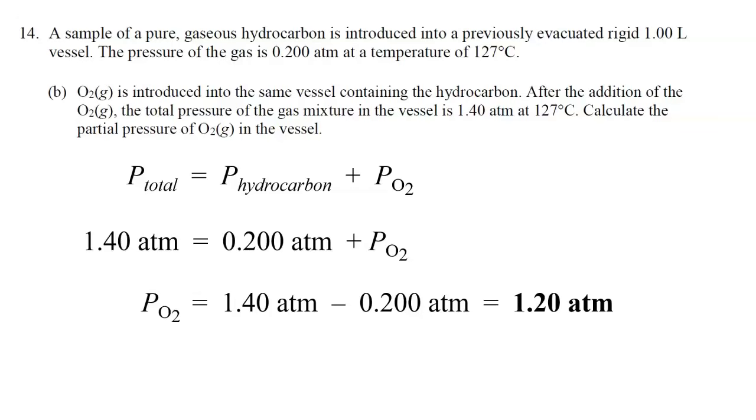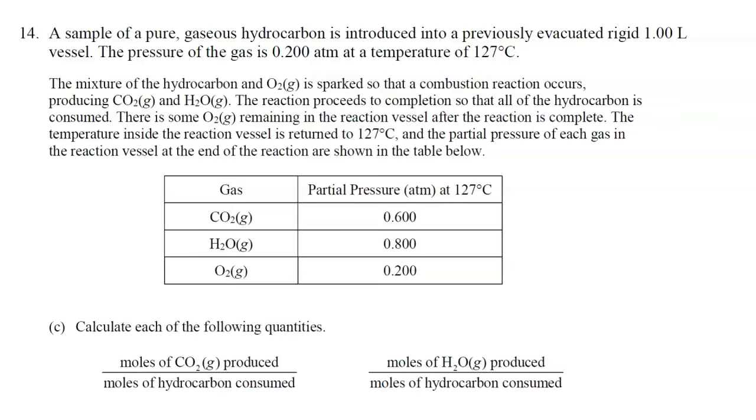Now let's take a look at part C of this question. It says the mixture of the hydrocarbon and the oxygen gas is sparked so that a combustion reaction occurs. So they're initiating a chemical reaction between this hydrocarbon and oxygen. And it produces carbon dioxide gas and water vapor. Now, this chemical reaction proceeds to completion so that all of the hydrocarbon is consumed. There is some oxygen gas remaining in the reaction vessel after the reaction is complete.